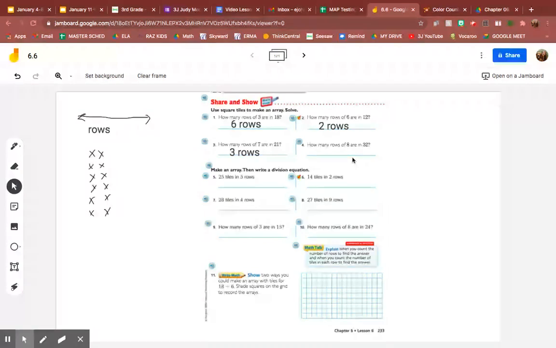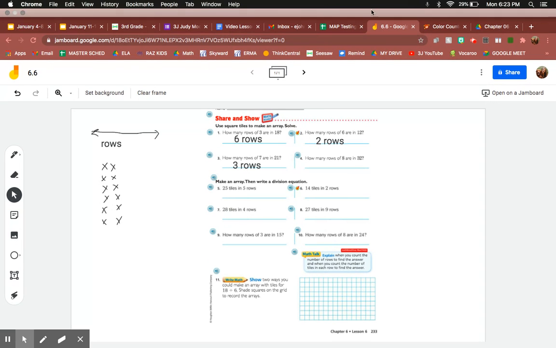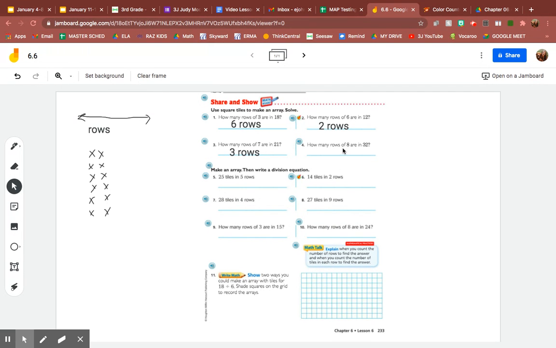What I want you to do now is do number 4 on your own. It says how many rows of 8 are in 32? So you're going to have to do this problem by putting rows on your paper. You can do X's like I did here, or you can do circles. You're going to do rows of 8 until you get to 32. Go ahead and pause this video until you are finished, so that we can check the answer together.